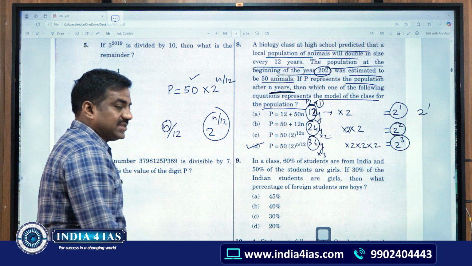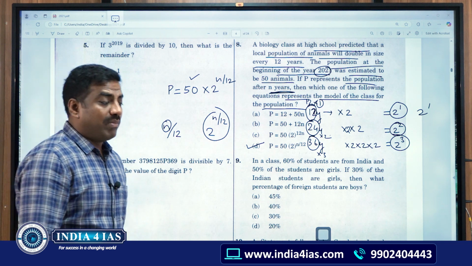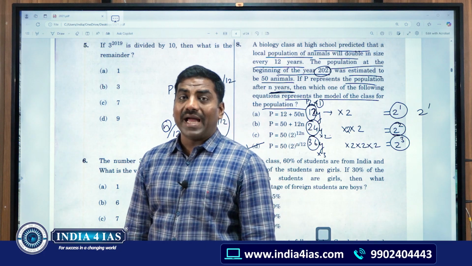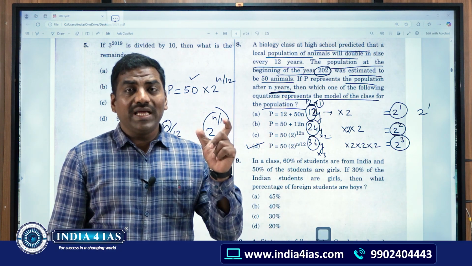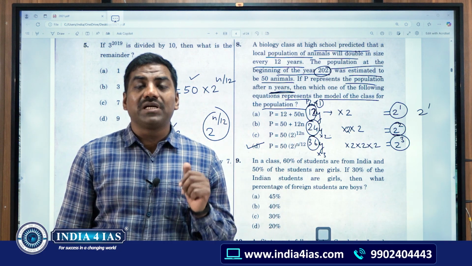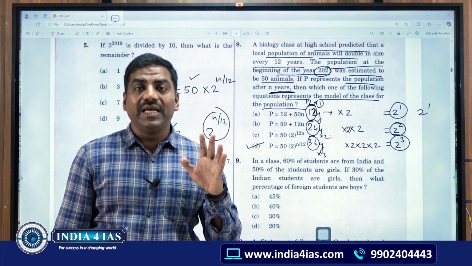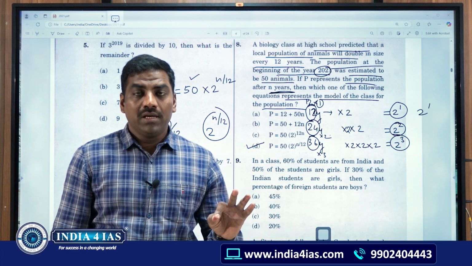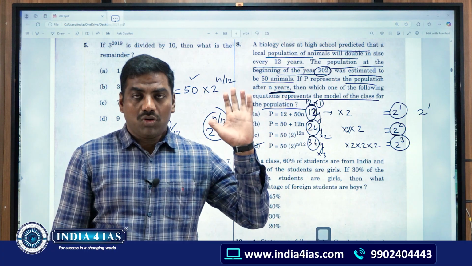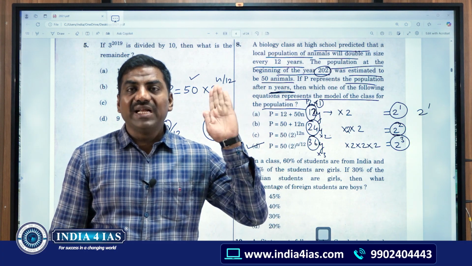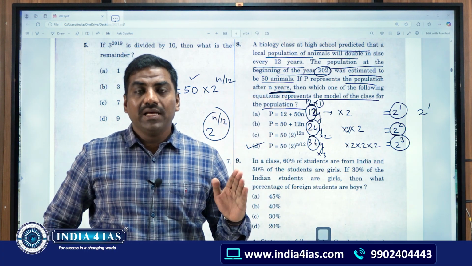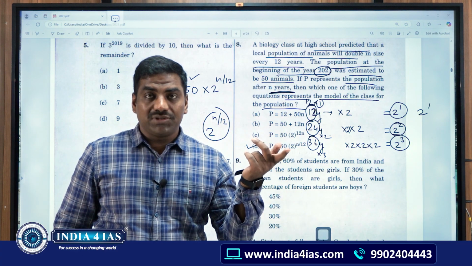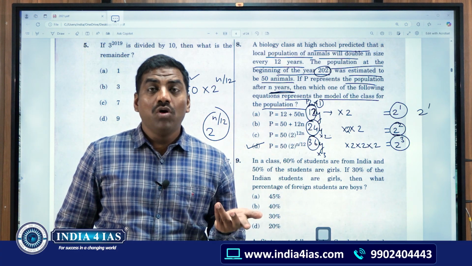This is the answer. To form an equation, you should have the proper idea of what n is. n is the number of years. For every 12 years it gets doubled, so we have to divide by 12. So n by 12 will become the power. If n is 36, 36 by 12 is equal to 3, so 2 to the power of 3 is 8 times. This is how we have to calculate.